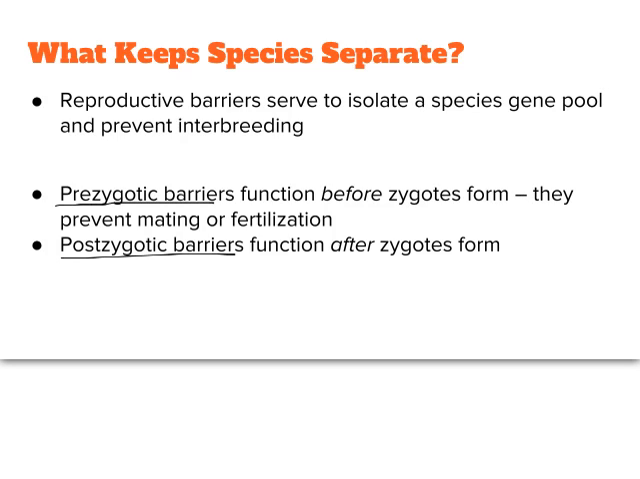Prezygotic barriers are barriers that prevent a zygote from forming. If you've forgotten what a zygote is, remember a zygote is the diploid cell that forms when an egg and a sperm combine. It's kind of like the first cell of a developing offspring. So prezygotic barriers are things that prevent zygotes from forming. And postzygotic barriers are barriers that allow a zygote to form, but then that zygote either doesn't develop, or if it develops, it's not able to have its own offspring.